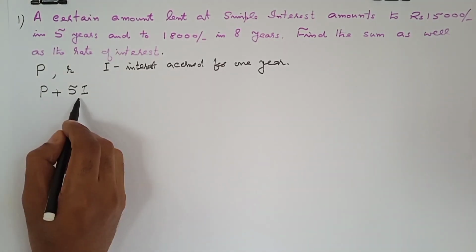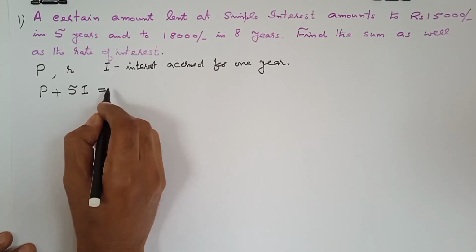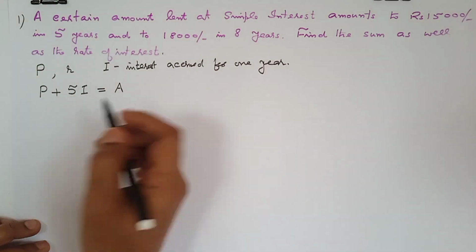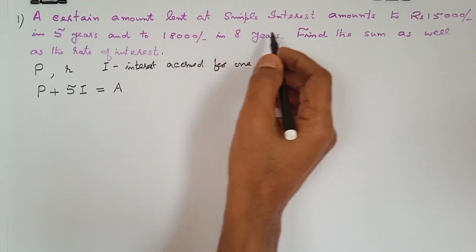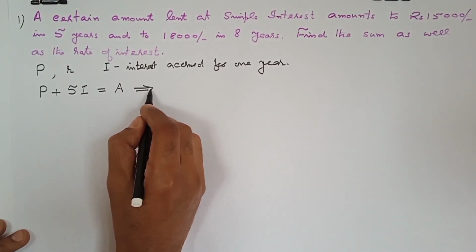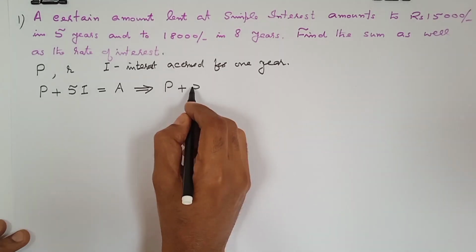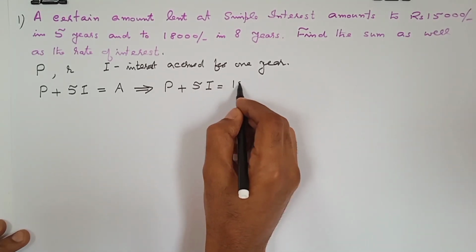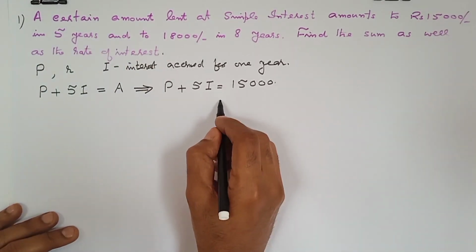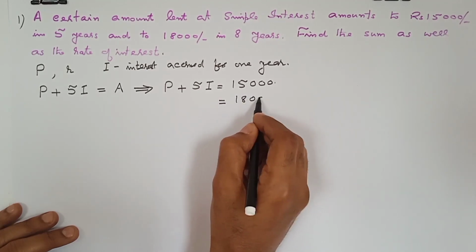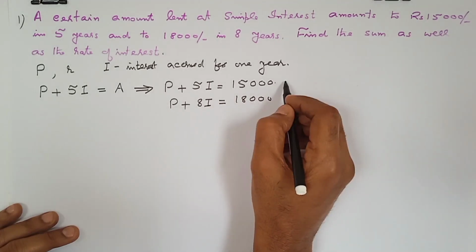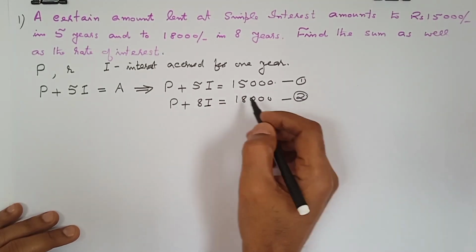So this is principal, this is the total interest accrued, and that will be equal to the total amount, which is given to be 15,000 for 5 years. I've taken 5 years because they said the total amount is 15,000 in 5 years. So this I can write as P plus 5i equal to 15,000. Similarly, it amounts to 18,000 in 8 years. So this is what you get. We have two equations.